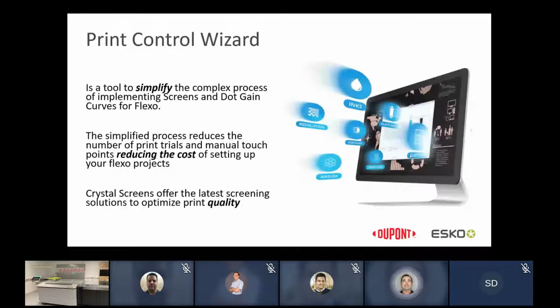Maybe every time you get a new substrate today, you're having to run a new test and determine the new screening that you need to use. You can speed that up with this product. And you can combine that with Print Control Wizard actually including the newest screening technology available, which is crystal screening. Crystal screening is not available in HD Flexo. So this is kind of like the evolution of HD Flexo.